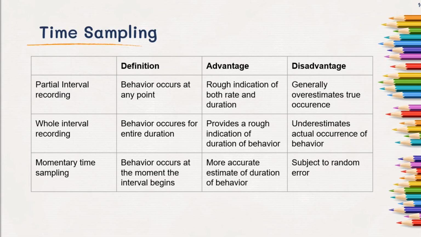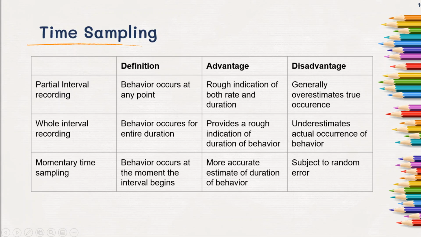For whole interval recording, the behavior occurs for the entire duration. That's when you will record it. The advantage is that it provides a rough indication of the duration of the behavior. However, the disadvantage is that it underestimates the actual occurrence of the behavior, because like I said, you're only marking down the behavior if it occurs during the entire interval. But if it only occurs for part of the interval, you wouldn't put it down. So that's why it could underestimate the occurrence.